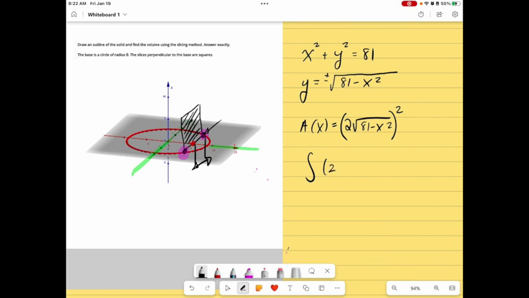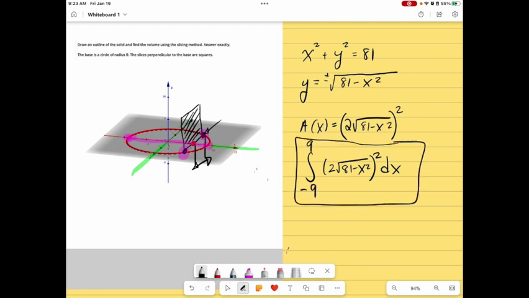So I'm going to integrate 2 times the square root of 81 minus x squared, squared. And I just have to find my limits of integration. The interval that we're interested in is from -9 to +9 because the center is at 0, 0 and the radius is 9. This is what we need to calculate in order to find that volume.